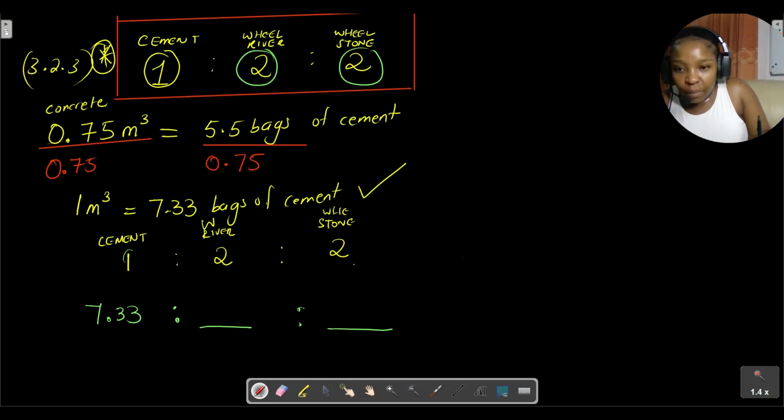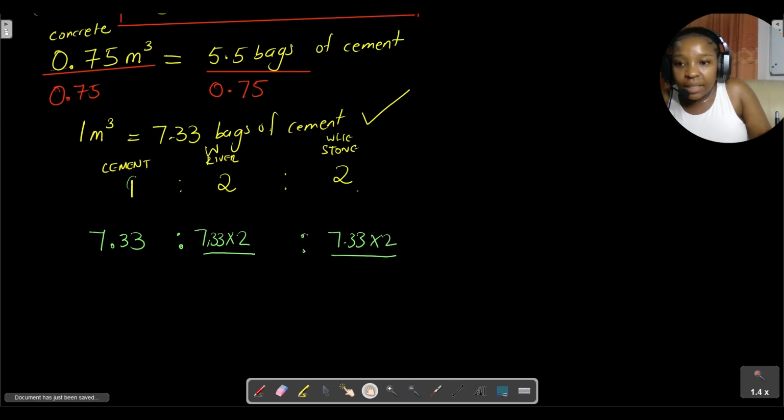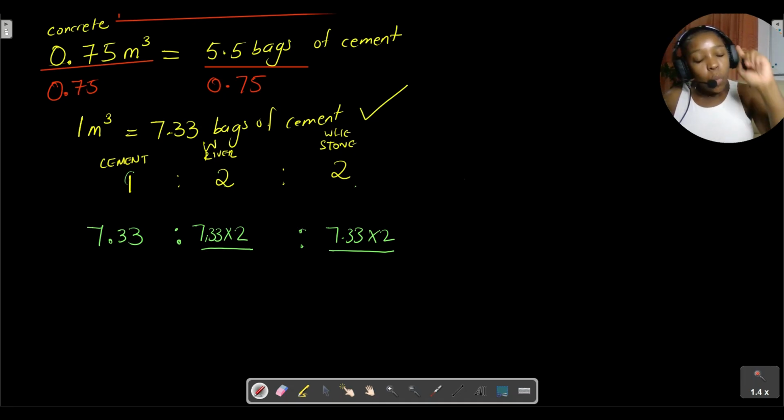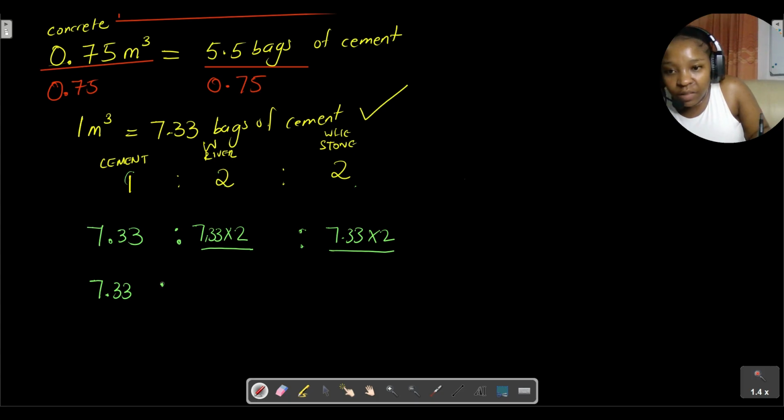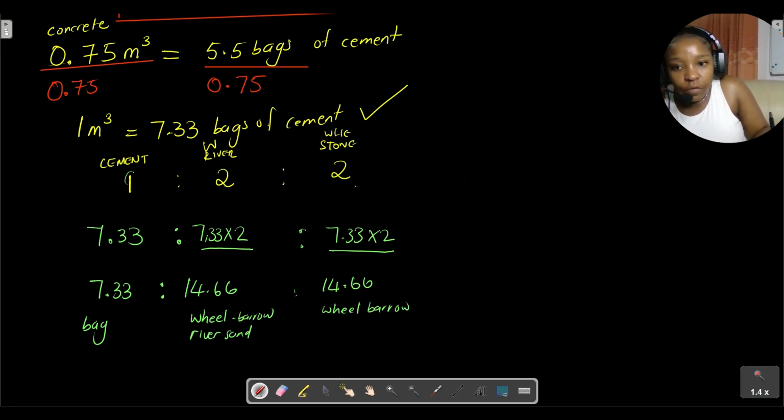So 7.33 multiplied by 2, and 7.33 multiplied by 2. Meaning that if we want to make 1 meter cubed of concrete, we're going to need 7.33 bags of cement. We are going to need 7.33 times 2, 14.66. This is bags. This is wheelbarrows of river sand, and 14.66 wheelbarrows of stone.